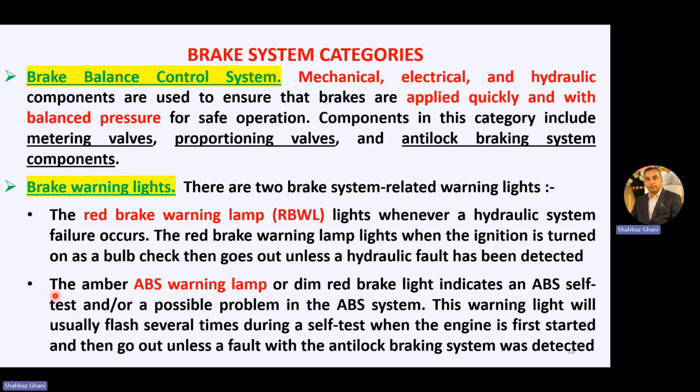In the second case, the amber ABS warning lamp or dim red brake light indicates an ABS self-test and/or a possible problem in the ABS system. This warning light will usually flash several times during a self-test when the engine is first started and then go out, unless a fault with the anti-lock braking system was detected. So there are two types of brake warning indication lights. One is the red brake warning lamp and the second is the ABS warning lamp.